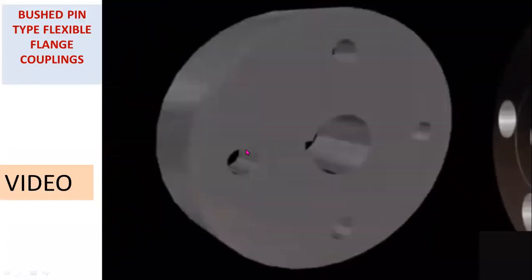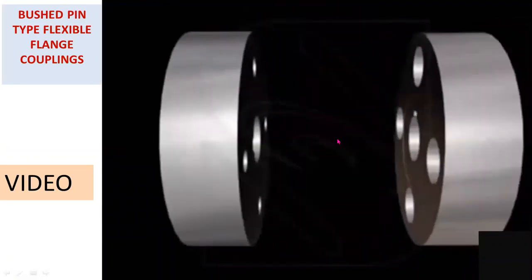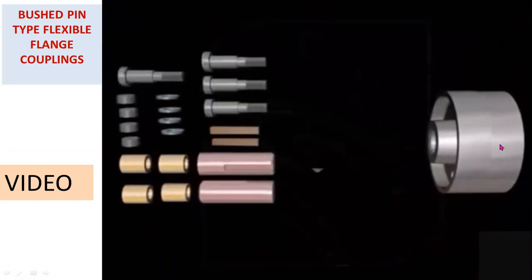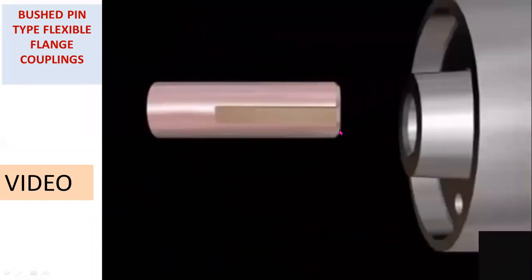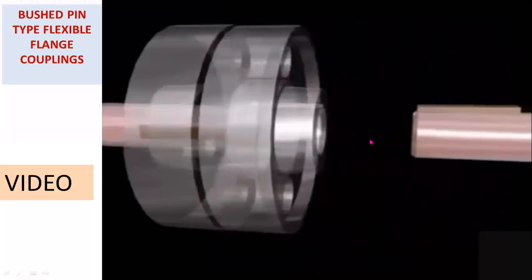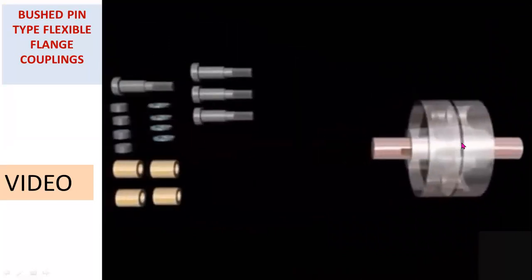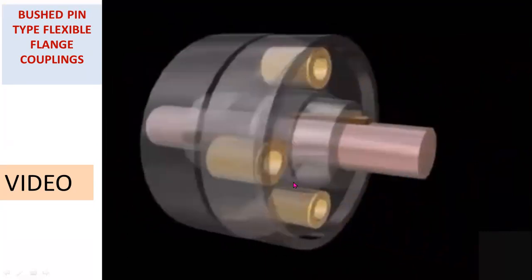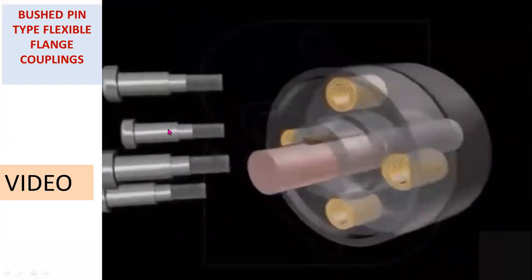Now this is the example for bushed pin type of flexible flange coupling or modified flange coupling. This is a shaft and this one is a key. These two are the flanges. This is the right side shaft and key. Here for joining these two flanges, we are using bush pins. These are the bushes, copper bushes. These are the pins, bushed pins.